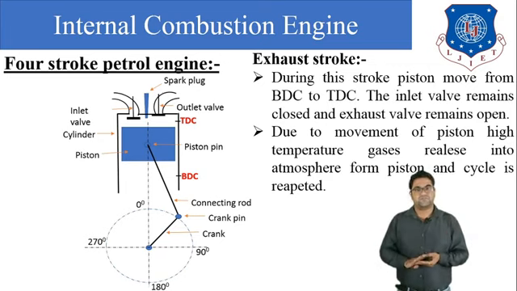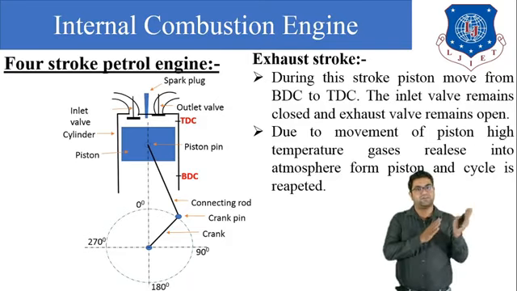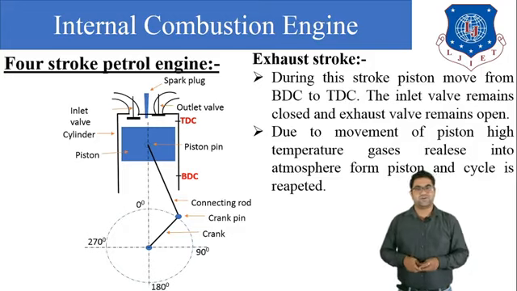Okay, now our fourth stroke is the exhaust stroke. After the combustion, the smoke will be generated, and this smoke will go to the atmosphere from the cylinder via the outlet valve. So all this happens in the exhaust stroke. Okay, so these are the 4 strokes, and these happen in the petrol engine, so we call it a 4-stroke petrol engine. Okay, so this is all about the 4-stroke petrol engine.